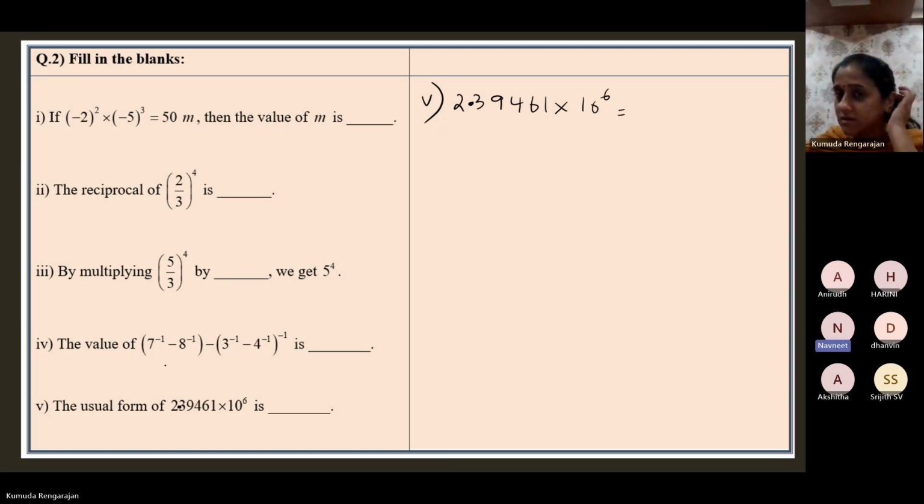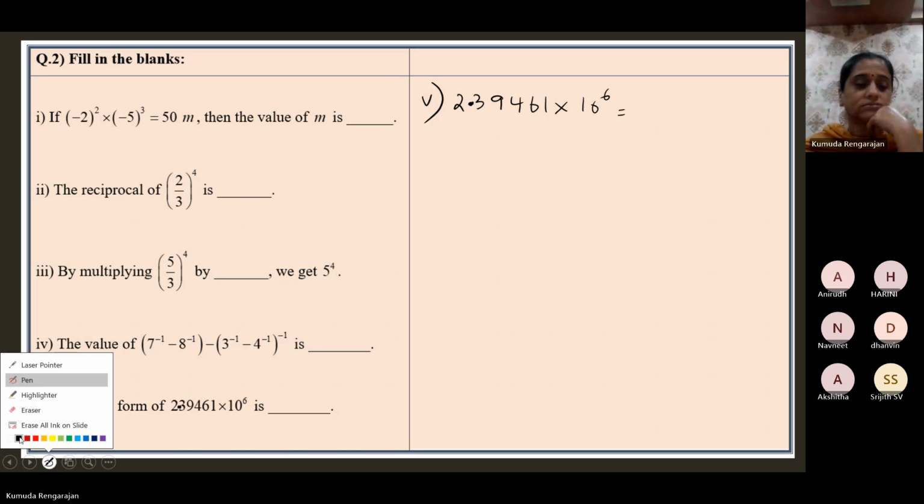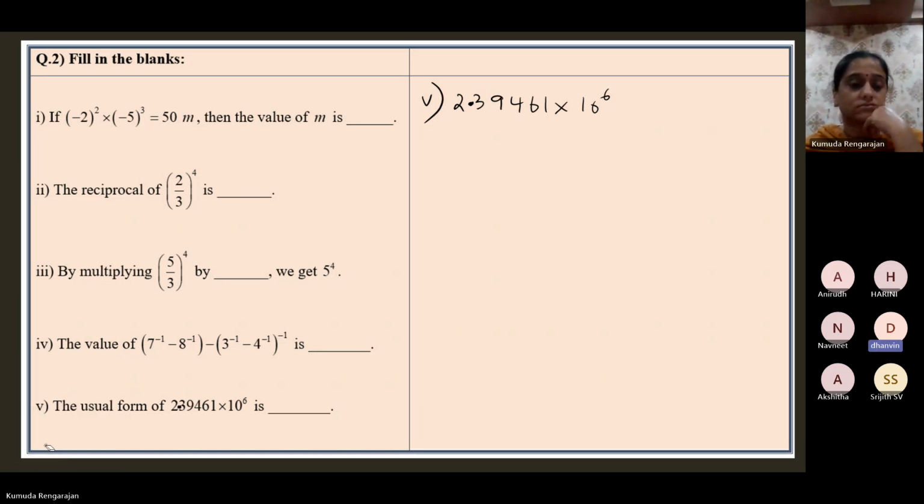Multiply 239461 followed by 2 zeros. No, followed by 10 zeros. 2390, how many zeros? 10. Correct. The decimal point will remain, yes.